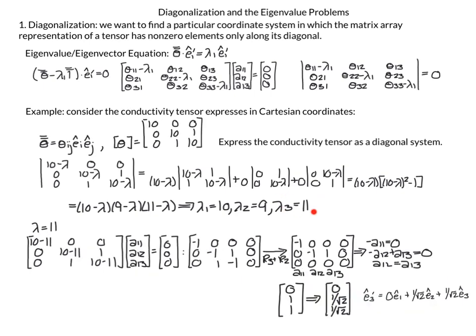Last, we have the eigenvalue equals 11. So I plug it into my equation here. So I have 10 minus 11, 0, 0. 0, 10 minus 11, 1, 0, 1, 10 minus 11 times my vector A equals my 0 vector. My augmented matrix then is equal to minus 1, 0, 0, 0, minus 1, 1, 0, 1, minus 1, and then my 0 solution vector over here.